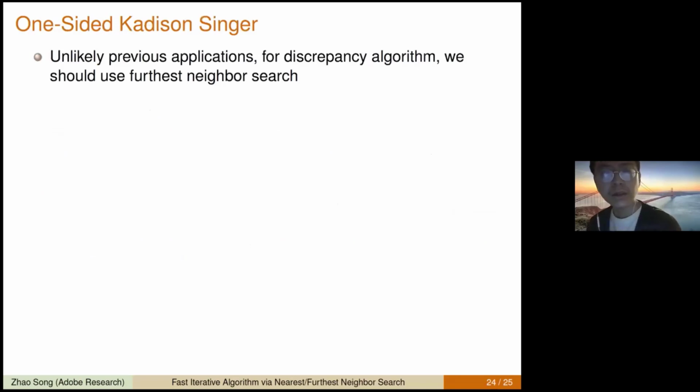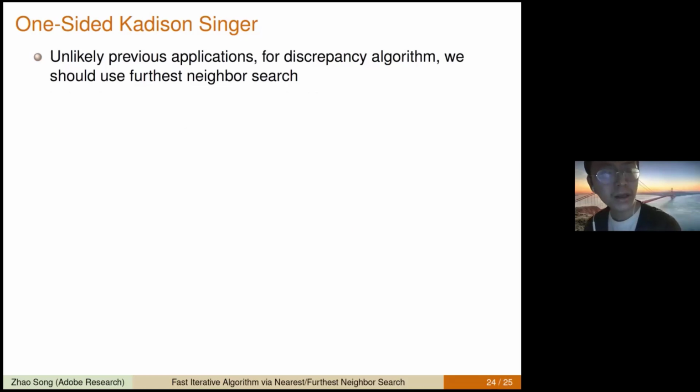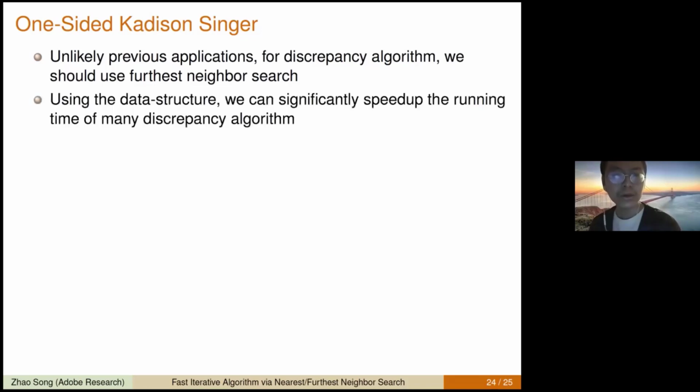Another direction is very different from the previous applications, which is for discrepancy questions. Instead of using nearest neighbor search, the right thing to use is something called furthest neighbor search. The intuition is kind of hard to explain. If you are interested in this area, you can ask me. We can chat offline, or you can email me. Using the data structure, we can significantly speed up the running time of many discrete questions.